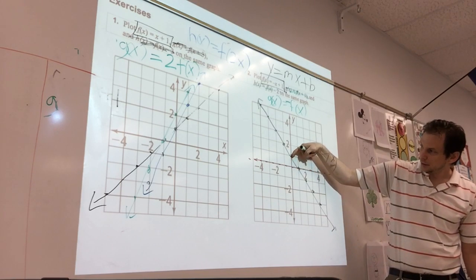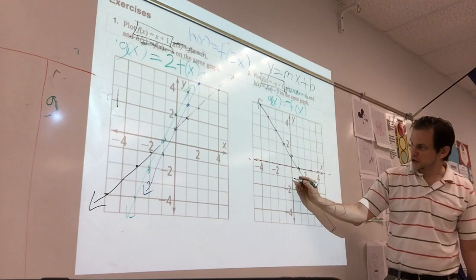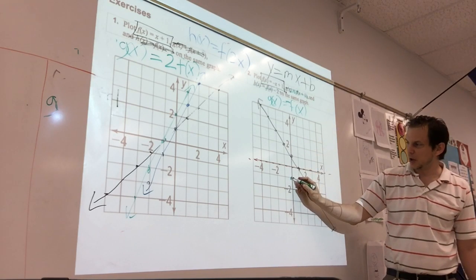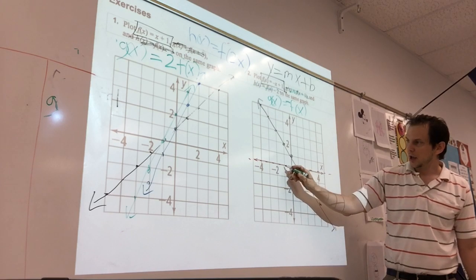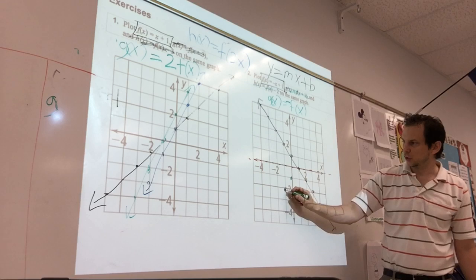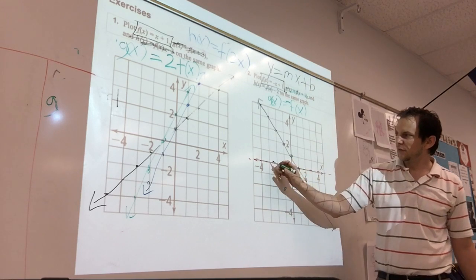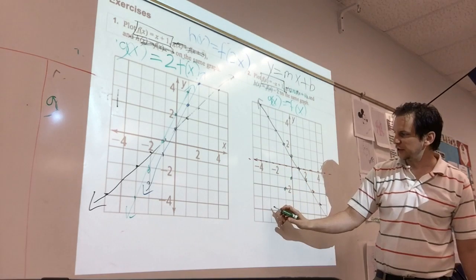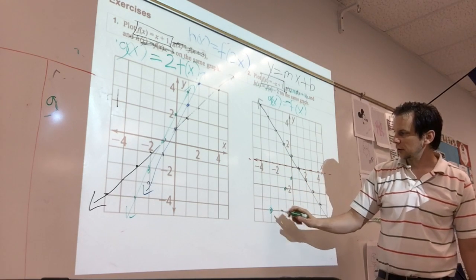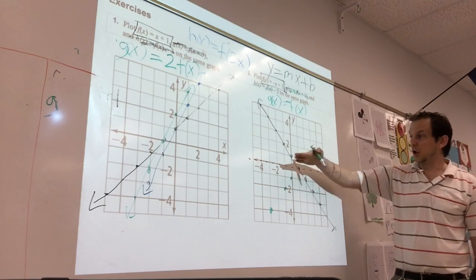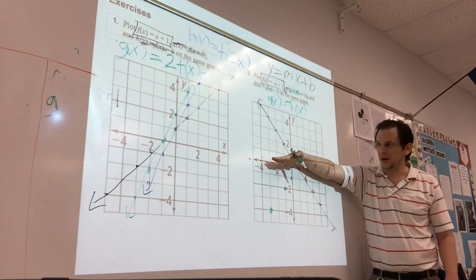My reflection, I'm looking in the mirror, my reflection is down 1. If I'm up 1 above the mirror, my reflection is down 1 into the mirror. If I'm up 2 above the mirror, my reflection is down 2 inside the mirror. If I'm up 4 away from the mirror, my reflection is down 4 away from the mirror. If you do it one point at a time, you're making your line. But notice what happens. This is what happens in math.